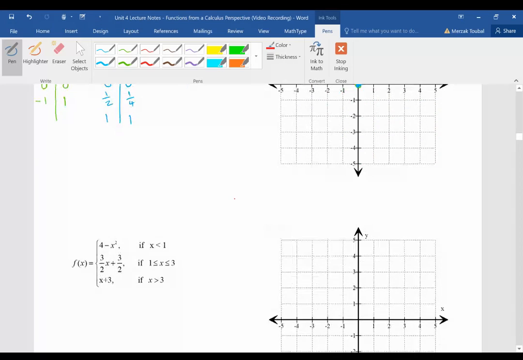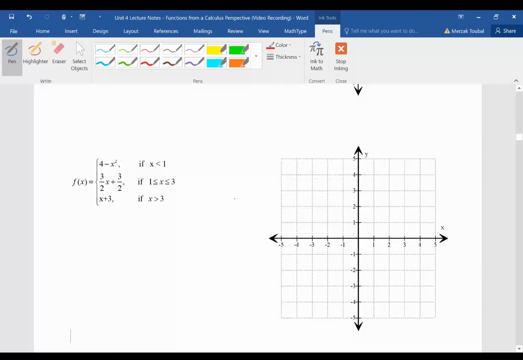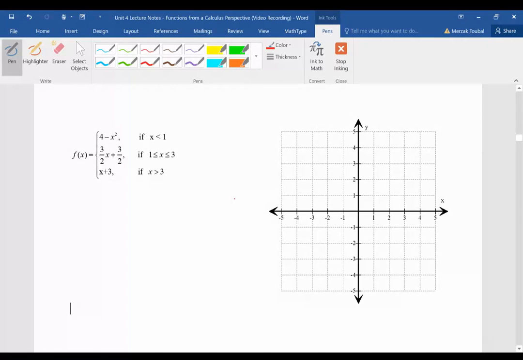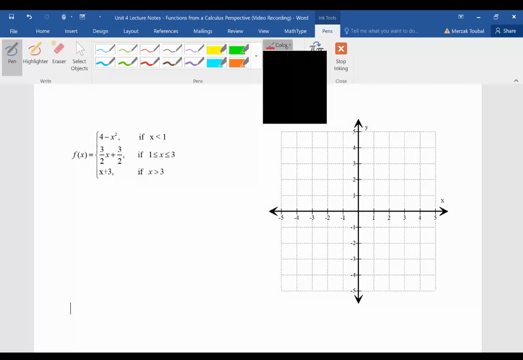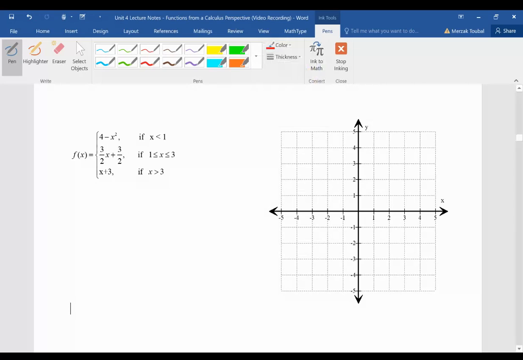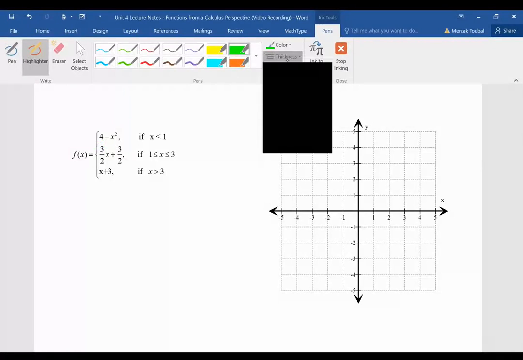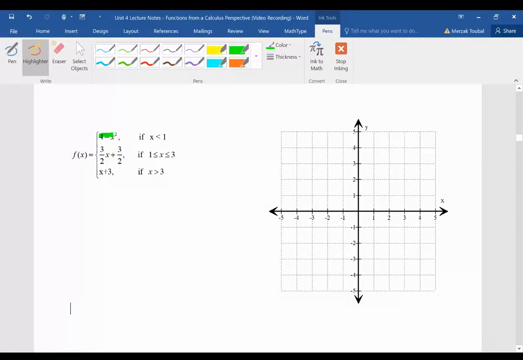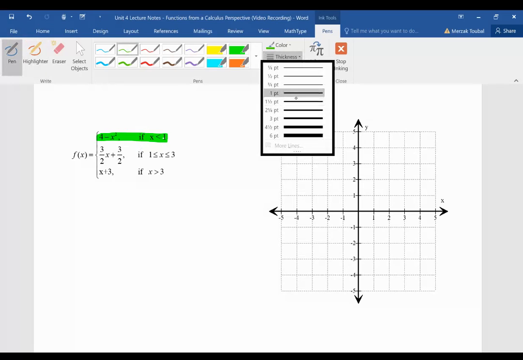The second example. In the second example, f of x is 4 minus x squared if x is less than 1, 3 halves x plus 3 over 2 if x is between 1 and 3, and then x plus 3 if x is greater than 3. So we do the same thing. We start by graphing the first case, and then we do the second case, and then the third case, and that will be it.